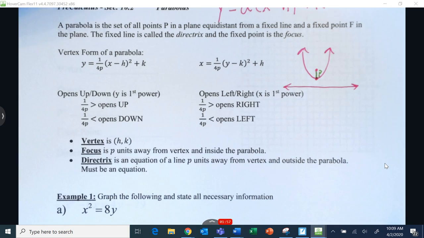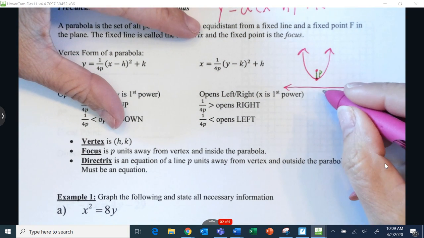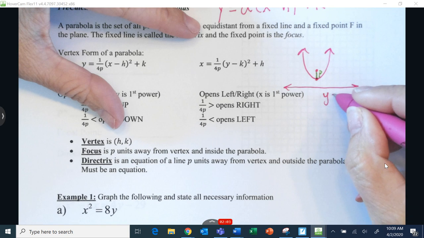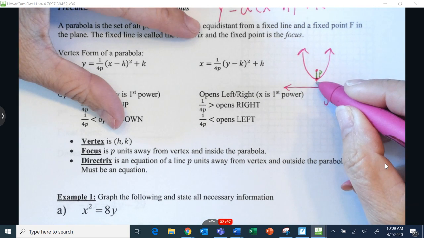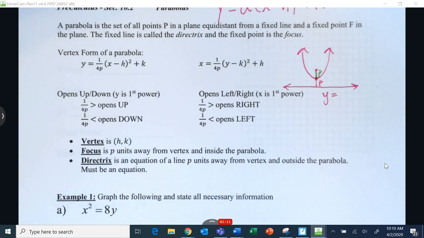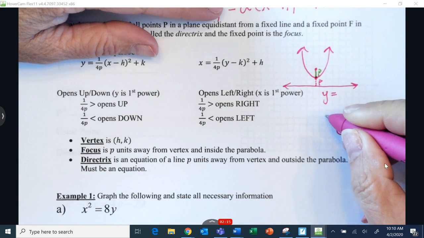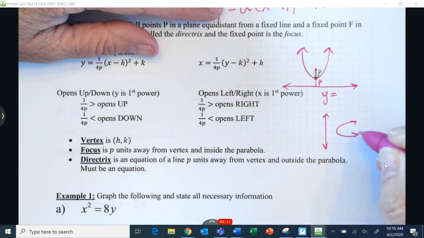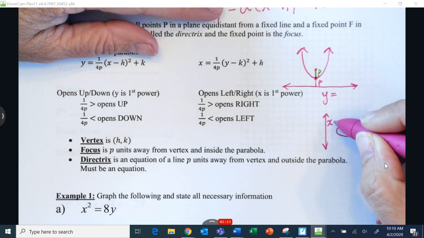It is a line, so we have to write it as an equation. In this particular picture, the equation would be y equals some number, and it is also p units away from the vertex. Now if I have a parabola that opens to the left or right, then the focus would still be on the inside of the parabola, and the directrix would be x equals some number.